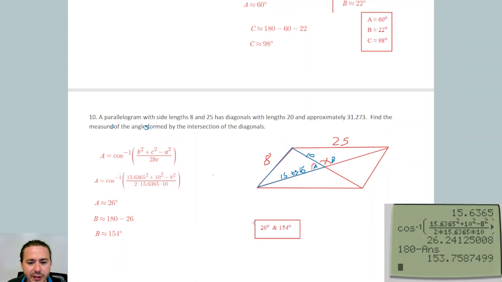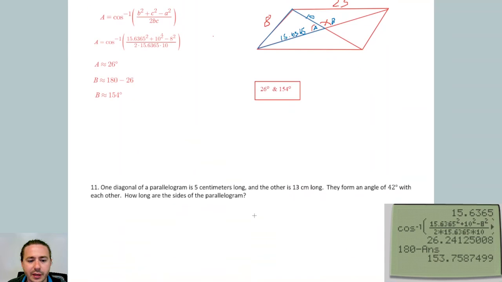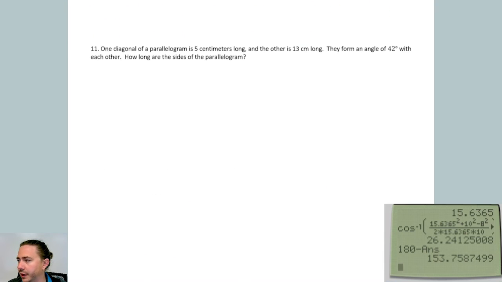All right, well, let's look at the next parallelogram problem. It's going to be kind of the same. We'll probably set it up very similarly, but let's take a moment to just read it out here. One diagonal of the parallelogram is 5 centimeters long, the other is 13, they form an angle of 42. How long are the other sides?